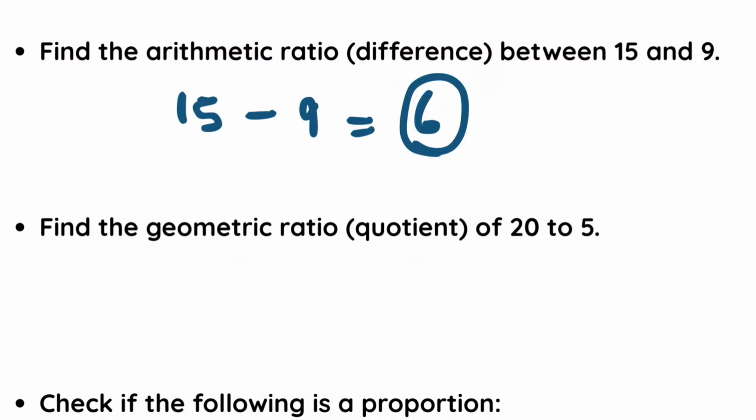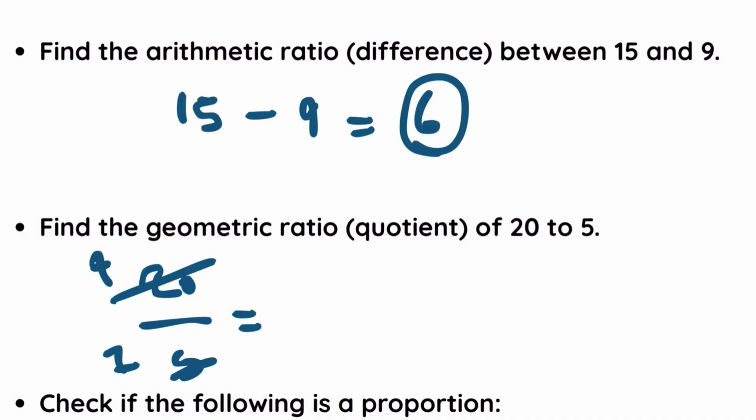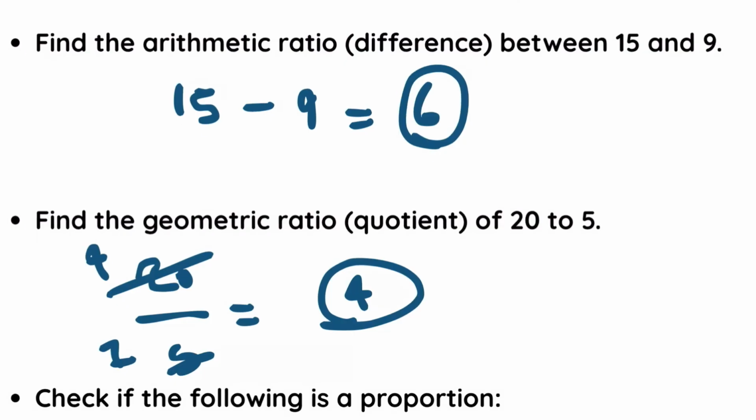Find the geometric ratio, or quotient, of 20 to 5. We know the quotient is the result of a division, right? And geometric ratio has to do with all things division. So 20 divided by 5, simplifying them, this will be 4, this will be 1, so the answer is 4. The geometric ratio of 20 to 5 is 4.